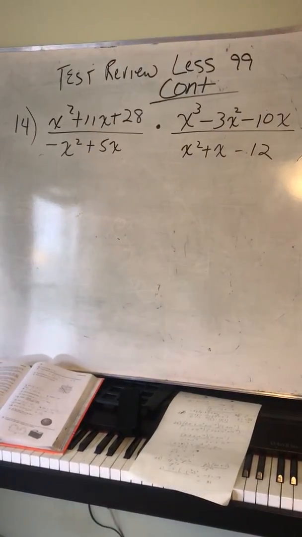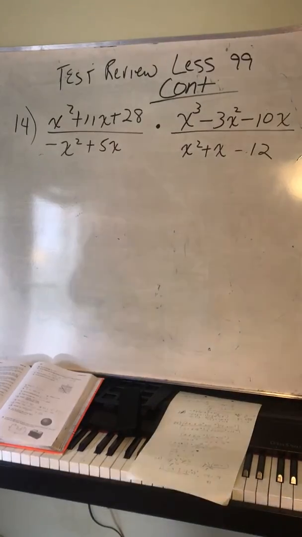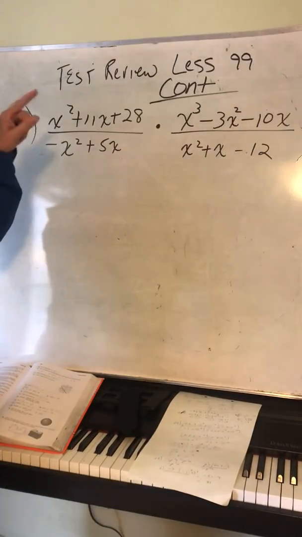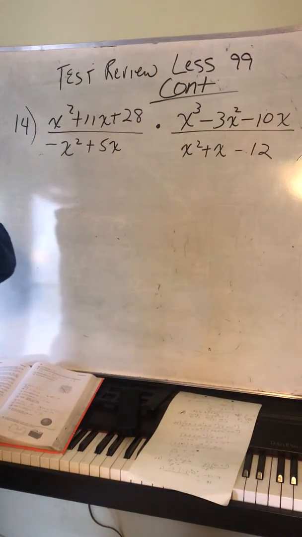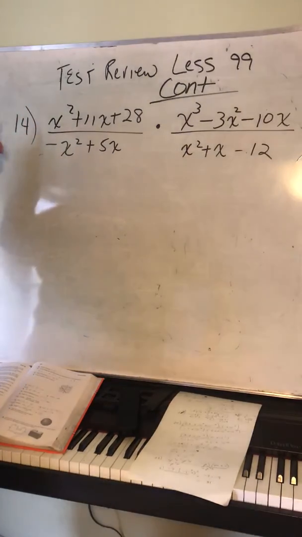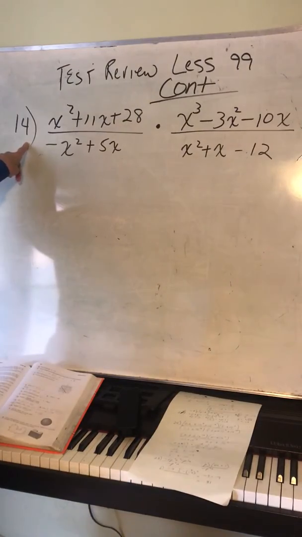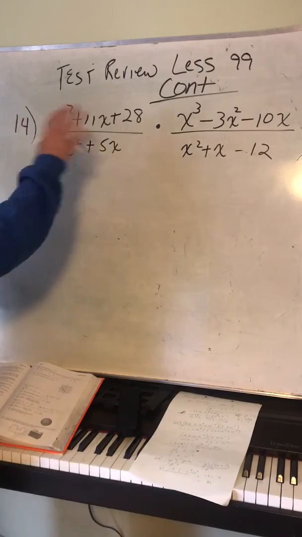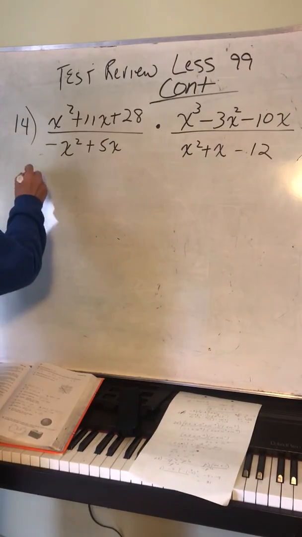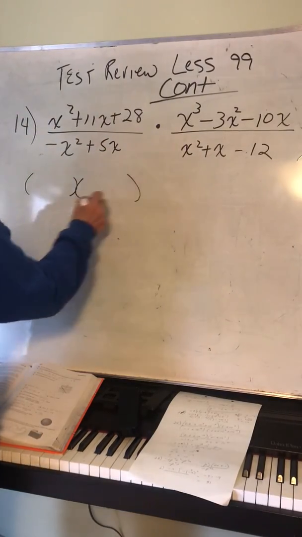Okay, this is the continuation of Lesson 99 test review. The video stopped on us, so I'm going to continue right where the last one left off. So we're at number 14. So let's do this one. These are quadratic equations that we are going to factor and simplify.